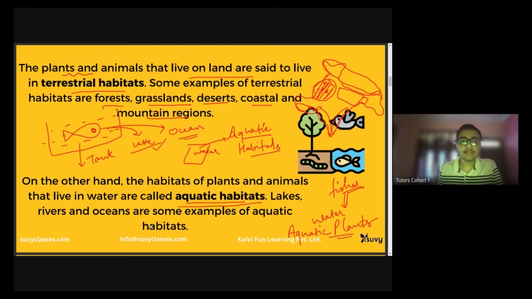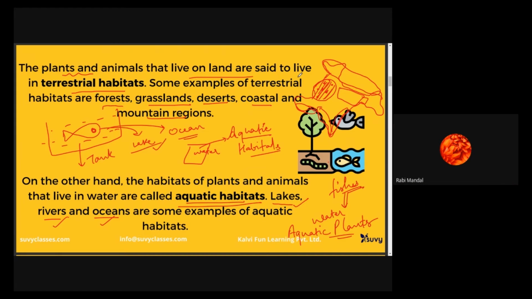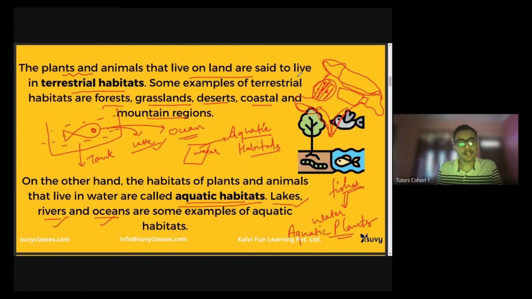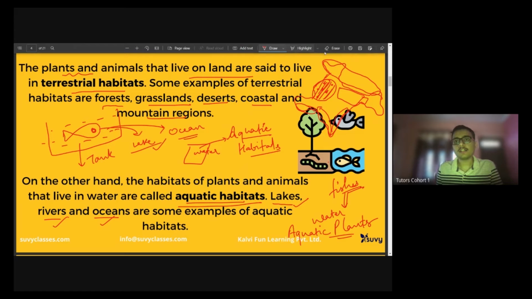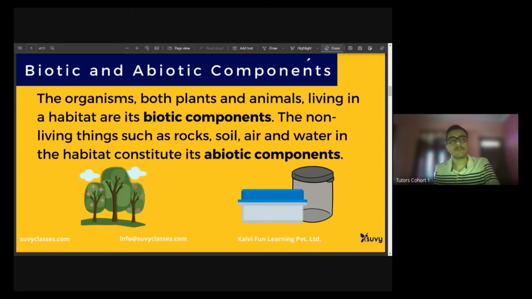So, what are examples of these habitats? Lakes, rivers, and oceans, right? Clear? Yes, sir. Very good. We will discuss more on this in the next few slides.